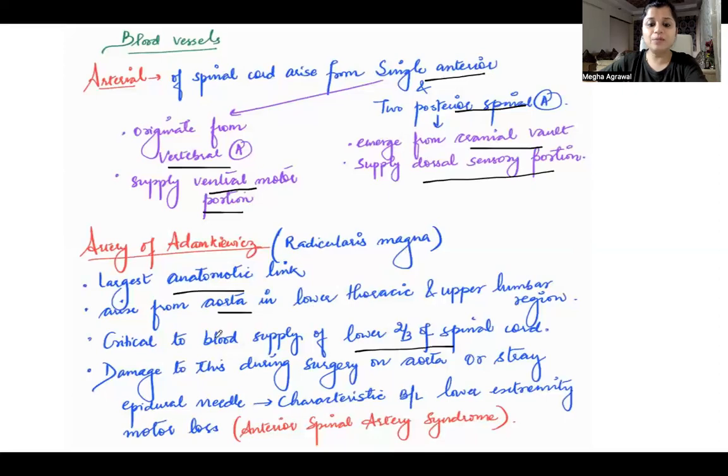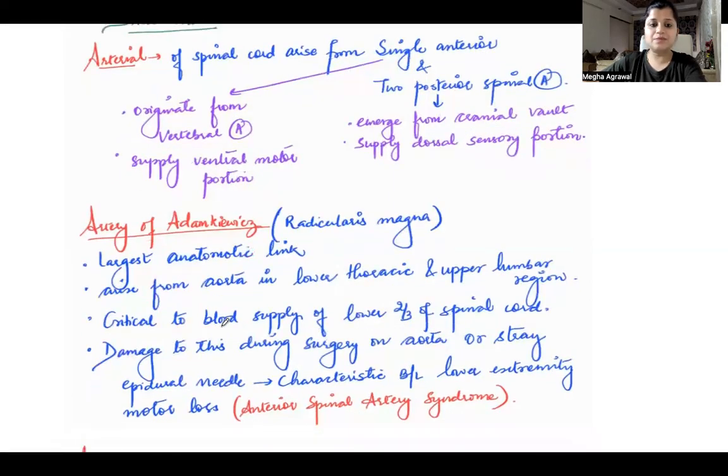Okay, it is a very important artery because it may be damaged during aorta surgery or by a stray epidural needle when we do not put the needle properly. So it may cause bilateral lower extremity motor loss. It is also called anterior spinal artery syndrome. So anterior spinal artery syndrome is caused due to damage of this artery of Adamkiewicz.